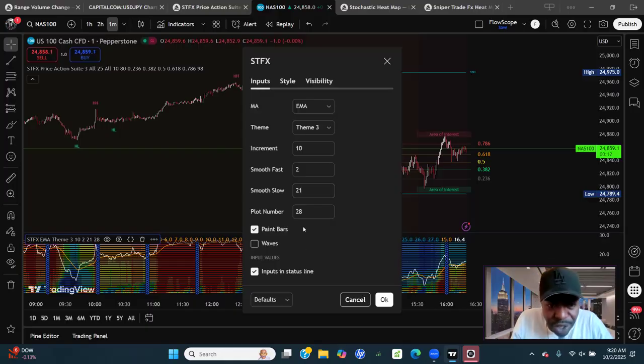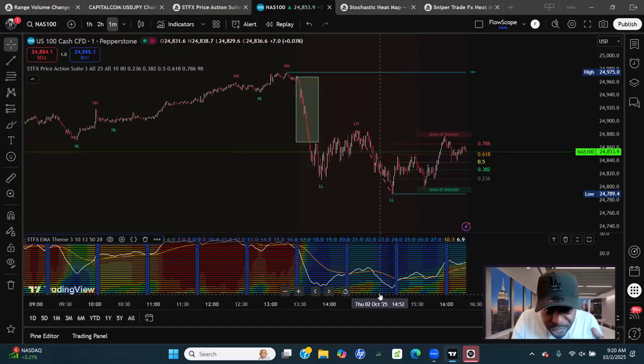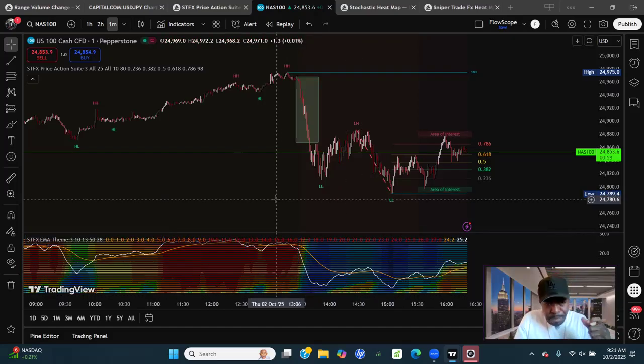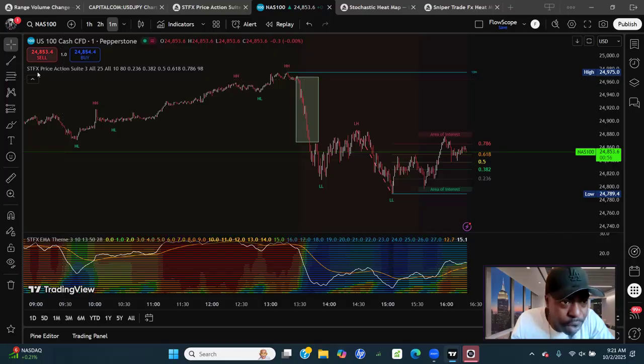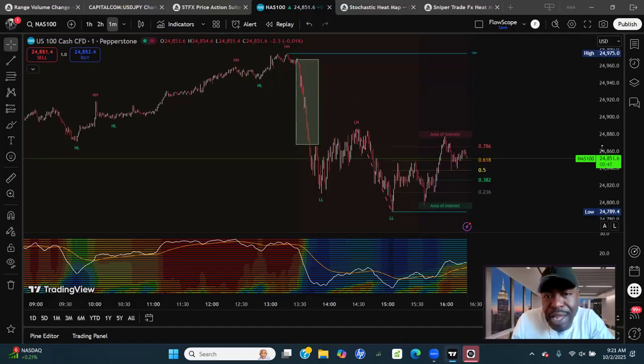So the EMAs on the heat map are supposed to be the 13 and the 50. That's what I run. You can run any EMAs you want. I like the smoothness of the 13 EMA and the 50 EMA. Now, as you can see, price is at this higher high, right? At the top of the box, price is at the higher high.